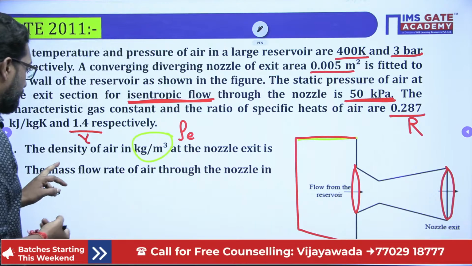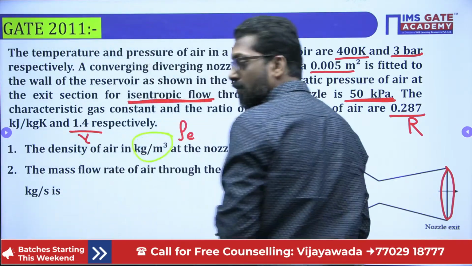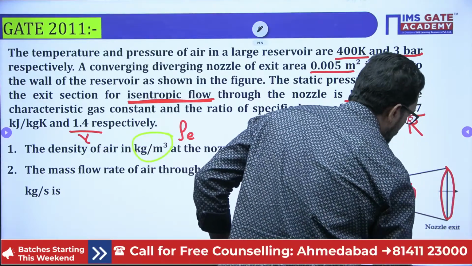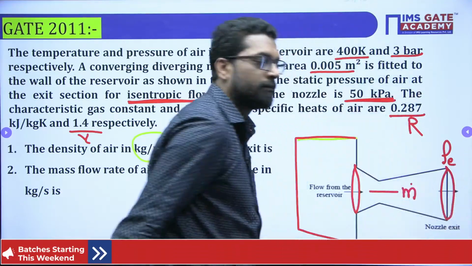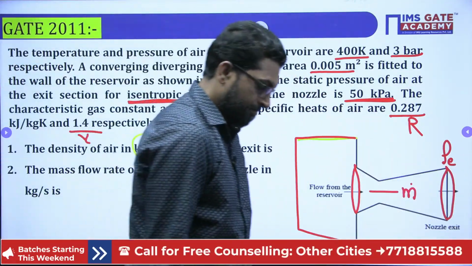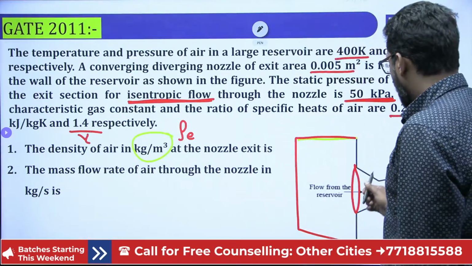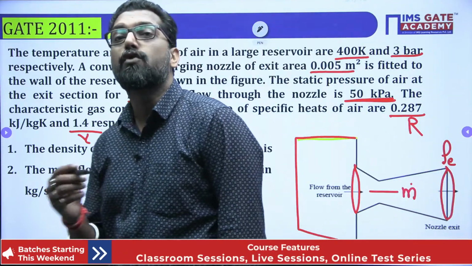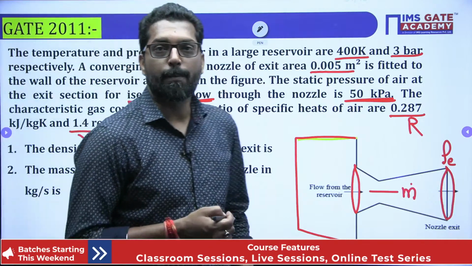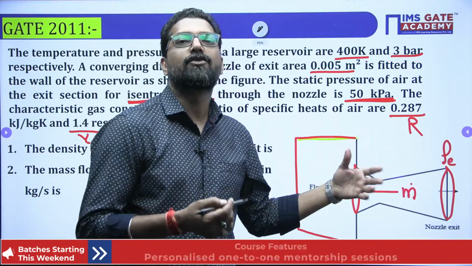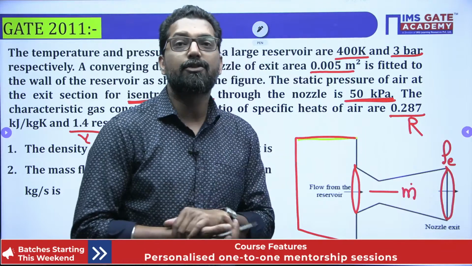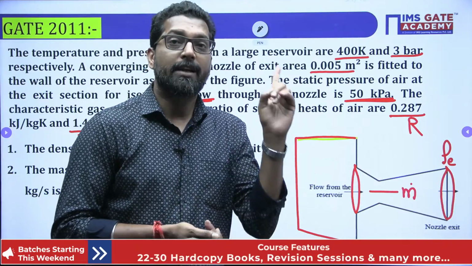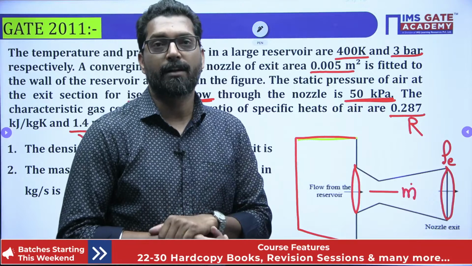Okay, and then we have to find the mass flow rate of air in the nozzle. That means we have to find m dot, the mass flow rate, and the density at exit. Now, in this case, we can take the control volume as a nozzle. The nozzle acts as a control volume, and the flow is isentropic. That means we cannot assume there is any heat transfer, and the nozzle is not a working device. We have not played any work.